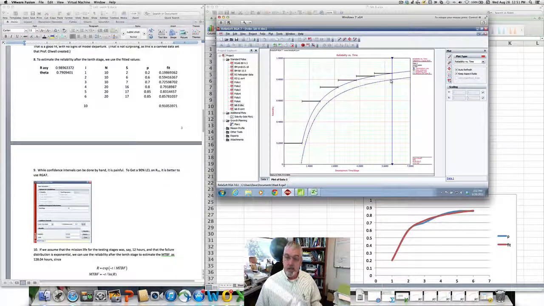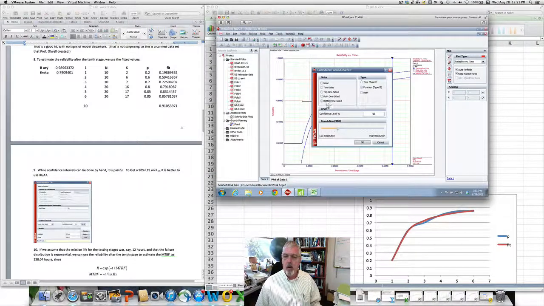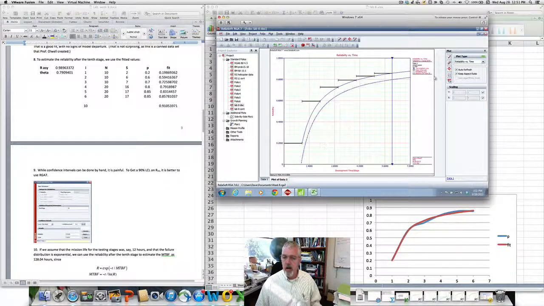But the good thing is I can get a confidence interval here. I get a confidence interval by adding confidence bounds on my plot. I want lower one side at 90% and click on it, and there I've got my confidence bound. So I not only have my estimate for the reliability, but I've got my lower confidence bound as a hedge against something going wrong with the model fitting. So that in turn is also pretty good, so I'm pretty happy with that.